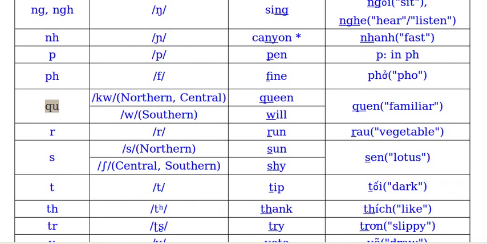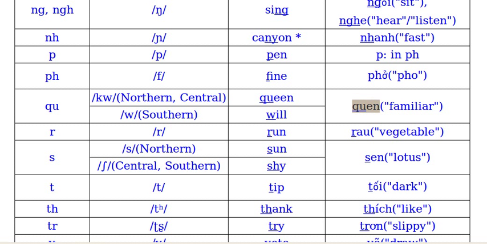Now the next consonant cluster is the QU, which has two ways to pronounce it. The northern and central way is pronounced as Q as in queen. The southern way is pronounced as W as in will. Example, the northern way of pronunciation is Quan. The southern way of pronunciation is wan.